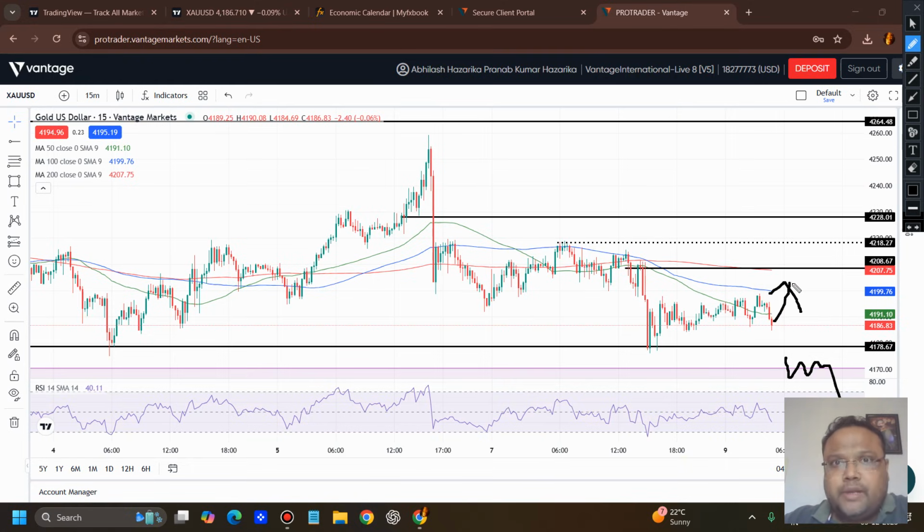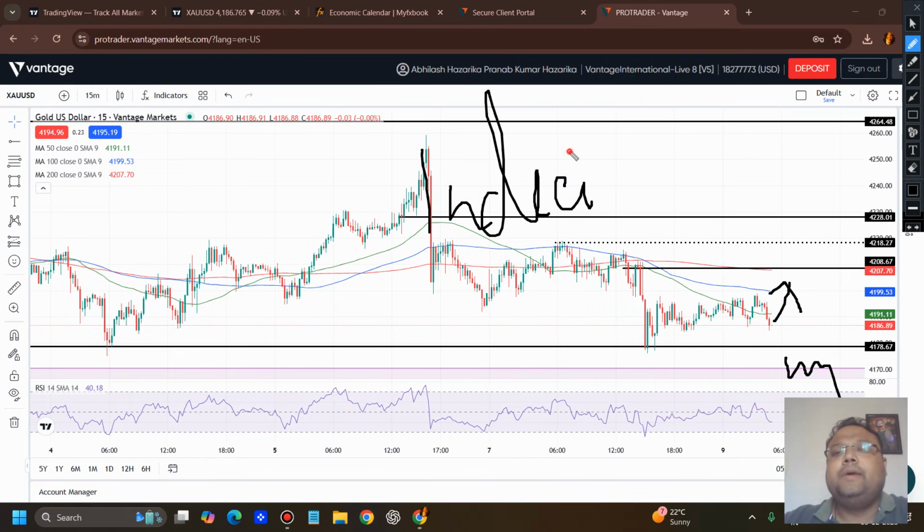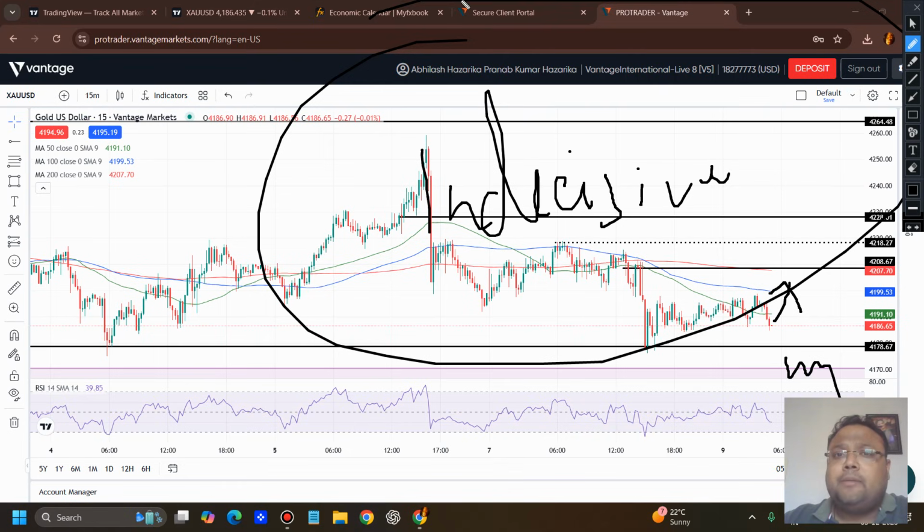And if market goes up from here, see, the market is sideways, market is indecisive, means we do not have any particular direction in the market. Neither buyers nor sellers are dominating the market right now. So in a situation like this, we can look for opportunities both sides.